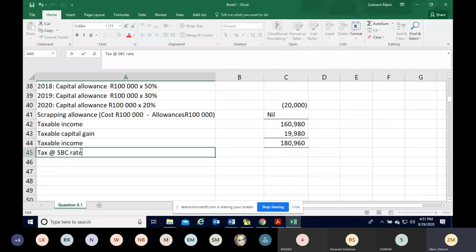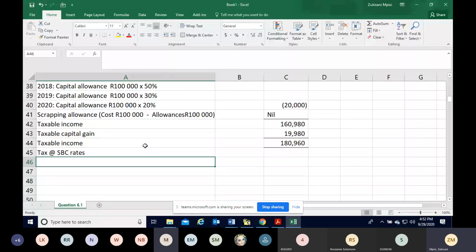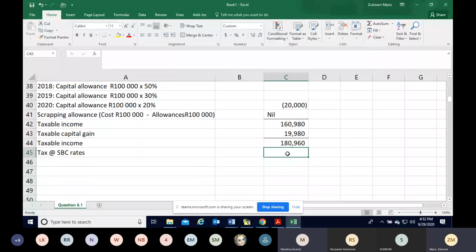Small business corporation rates. So how much will be the tax? Remember, the first 79,000 is not taxed. It's 7,137. Hope everyone got there.